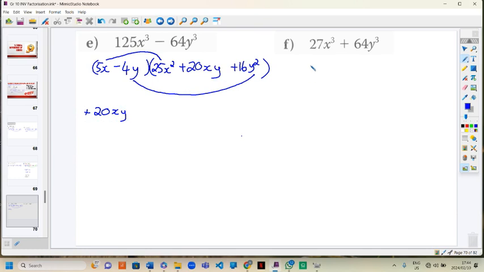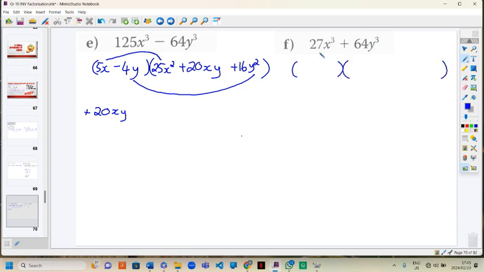Alright, let's look at this one. Do I have a common factor? No, there's no common factor there. Do I have a perfect cube here? Yes, 27 and x cubed is a perfect cube. Is this a perfect cube? Yes, 64 is a perfect cube and y cubed is a perfect cube. So I'm going to open up a small bracket and a big bracket.